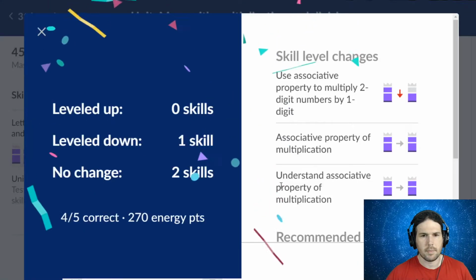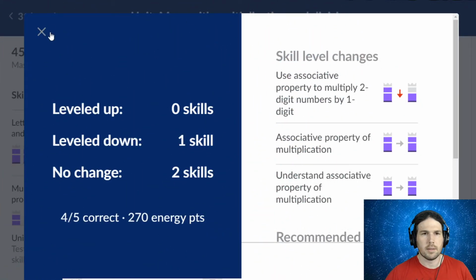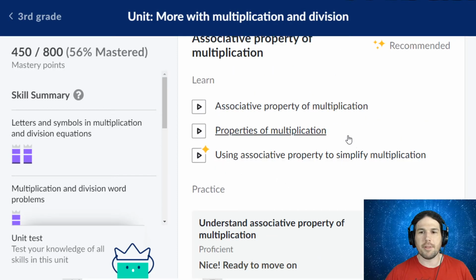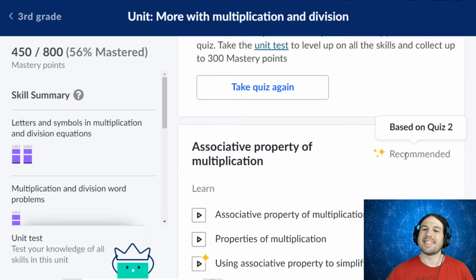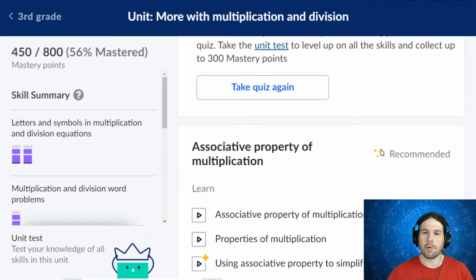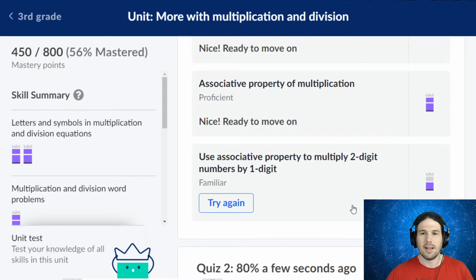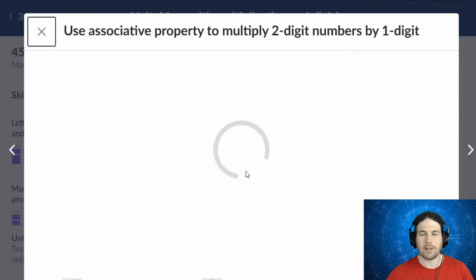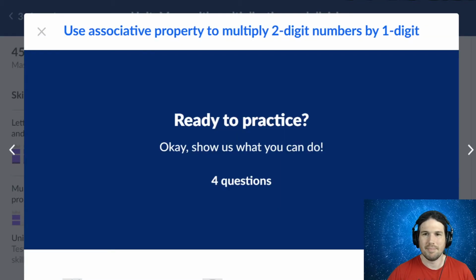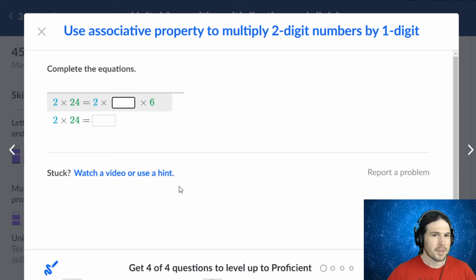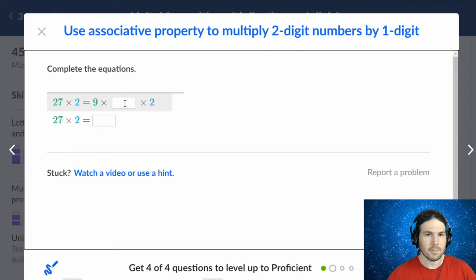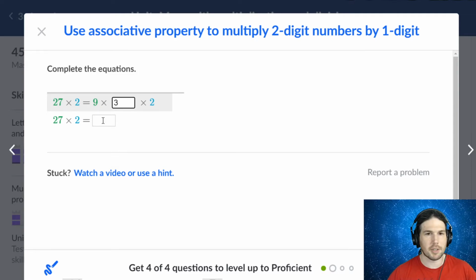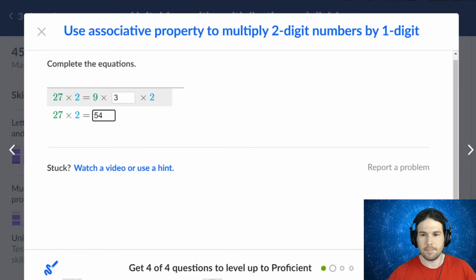Okay. No worries there. I will make up the, oh, it's saying recommended because I got one problem wrong on quiz 2. I swear to God. All right, I'll do it one more time. 2 times 4 times 6 is 48. 9 times 3 times 2 is 54.